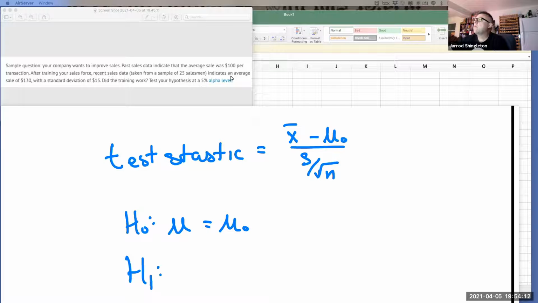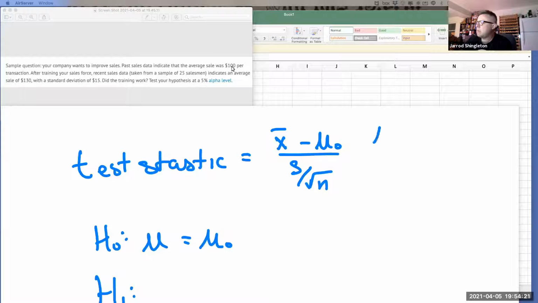So if we take a look at our problem, it says that the past sales indicated there was $100 per transaction. So I can start filling out some of my data down here. My mu naught then is equal to $100. Okay. After training your sales force, so anytime you see a problem like this, you always know that they probably want to do a right tail test because they want to be increasing the number of average sales. Taken from a sample of 25 salesmen, so I can use my N is equal to 25.